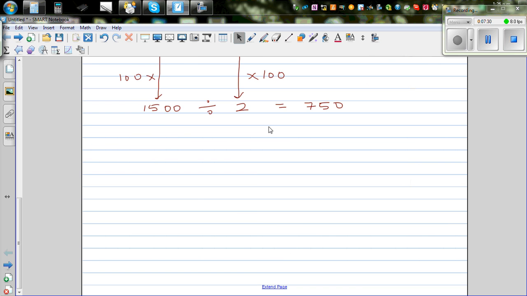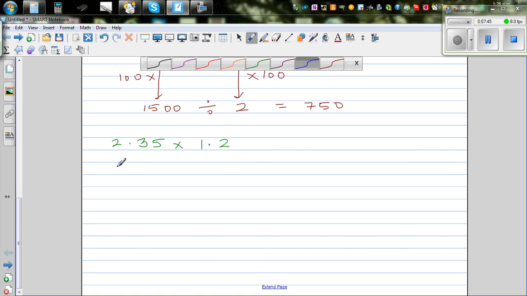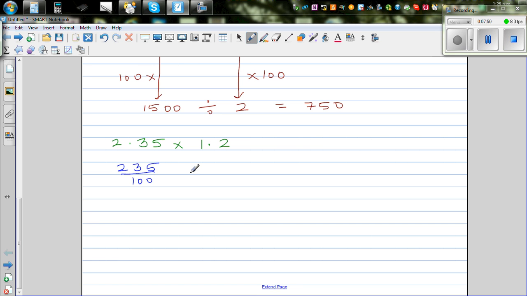Okay, now let's move on to multiplication again. This is 2.35 times 1.2. I always like to change the decimals into fractions. So this is 235 out of 100, and this is 12 out of 10. So now you just multiply the top numbers and the bottom numbers. So this is 235 times 12 over 100 times 10.